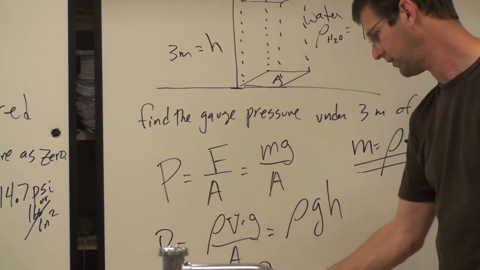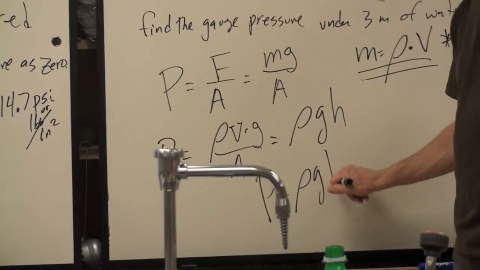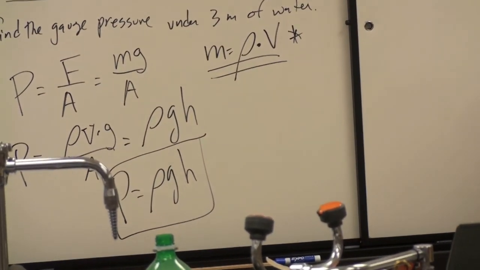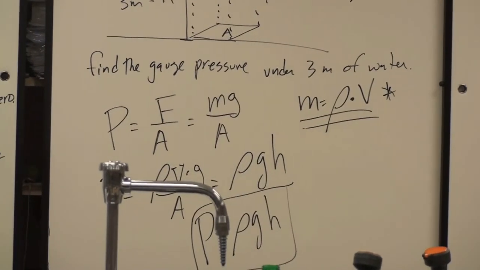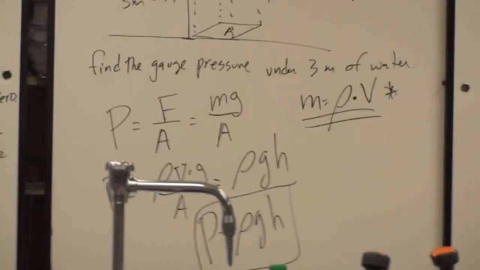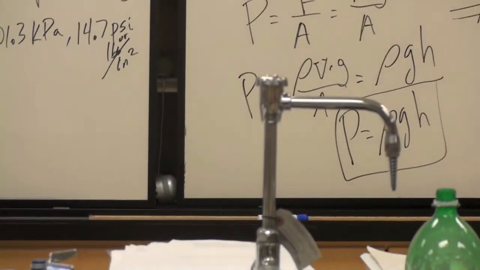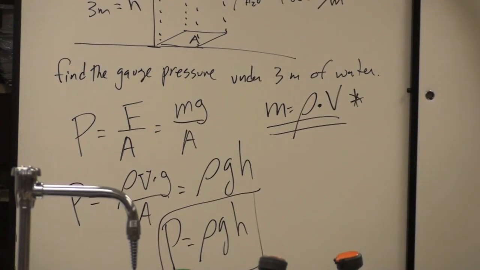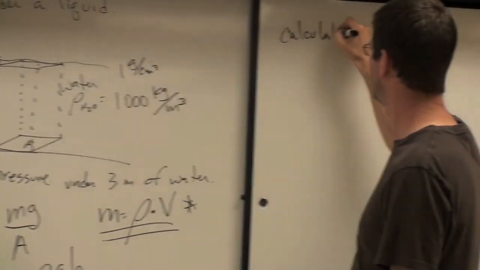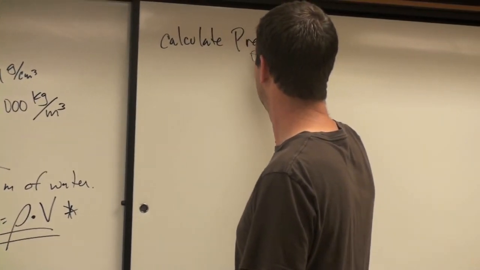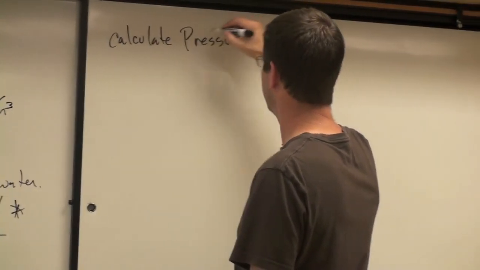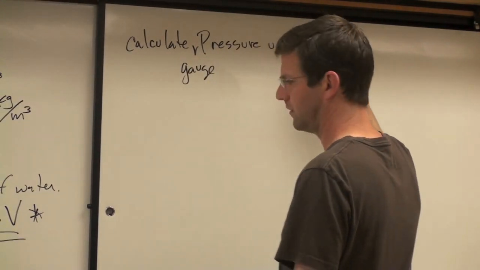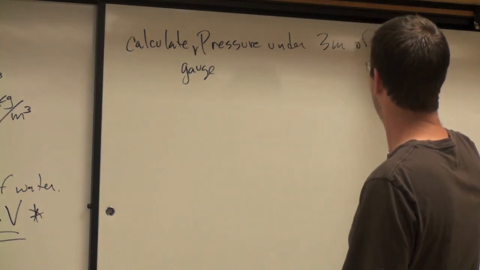So let's write it down here and box it out. It looks familiar. It sounds like mgh, but rho is not really m, it's really the mass per volume. This is the gauge pressure under 3 meters of water.